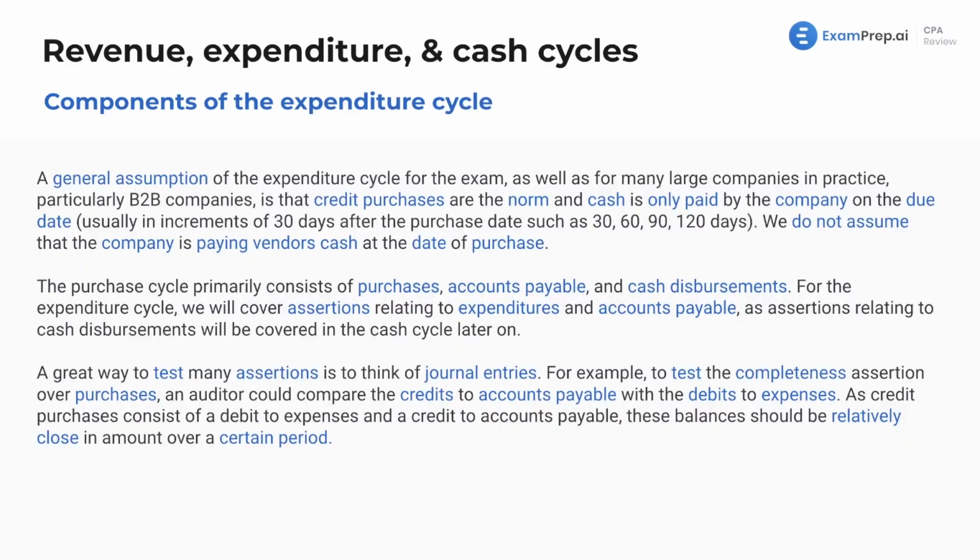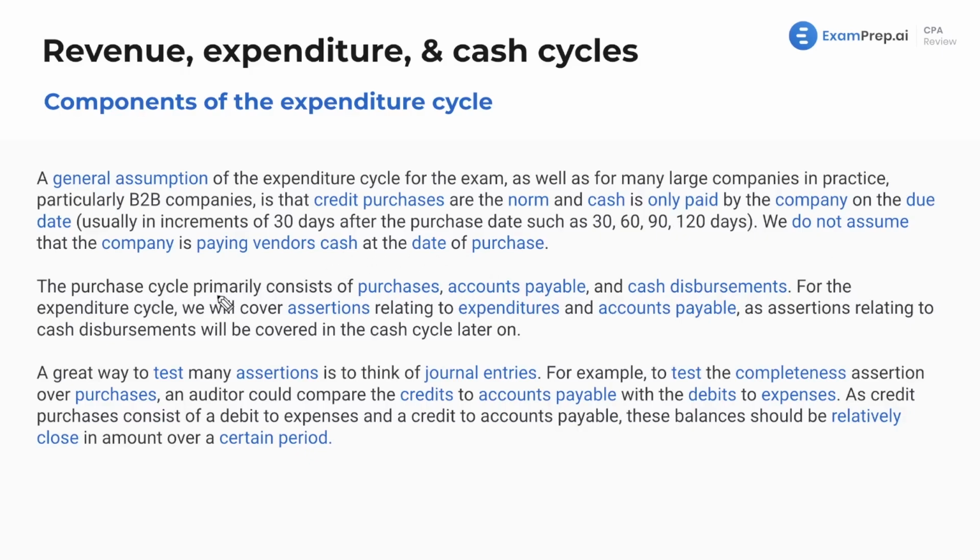Let's talk about the expenditure cycle. Now, this slide is pretty much similar to what we saw with the components of the revenue cycle. We talk about the general assumption, right? So this is the opposite. The general assumption of the expenditure cycle for the exam, as well as for many large companies in practice, particularly B2B selling to different companies, is that credit purchases, before we saw credit sales, these are the norm and cash is only paid instead of received by the company on the due date, usually in increments of 30 days. So it's 30, 60, 90, 120. We do not assume that the company is paying vendors cash at the date of purchase. That's just how we're looking here.